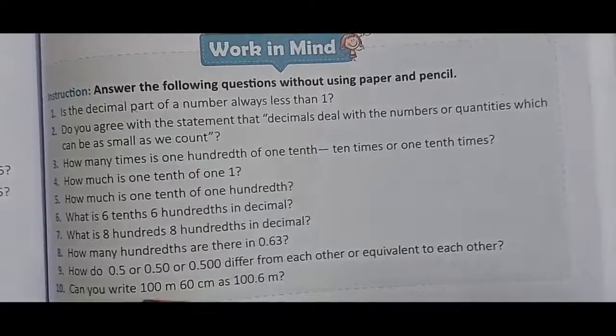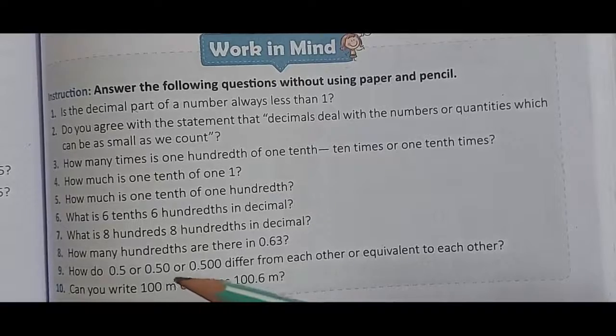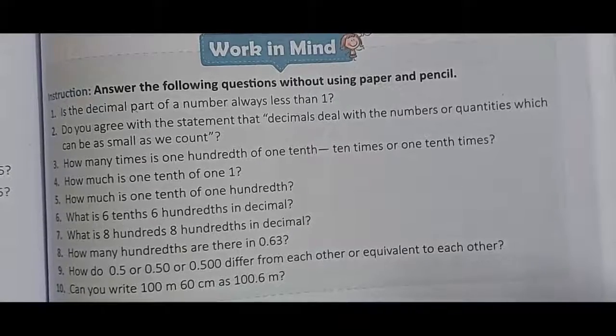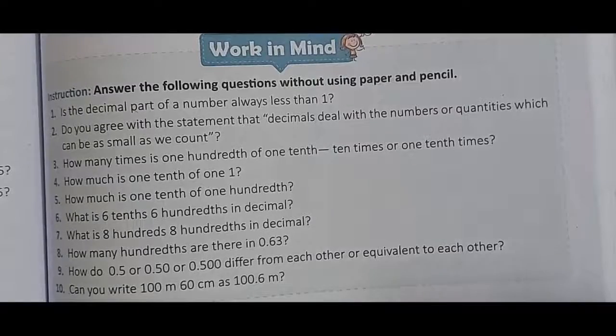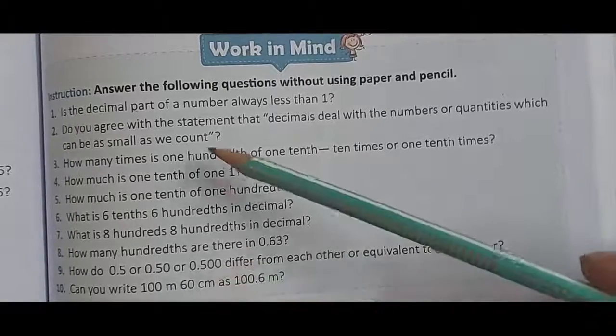Suppose, for example, we want numbers between 0 and 1. So you have 0.5. Now between 0.5 and 0.1 there can be so many decimals. Even between 0.5 and 0.6 you will have 0.51, 0.52, like that. Even between 0.5 and 0.52 there are so many decimals. So there are infinite decimals between two decimals. So it can be as small as we count. There is no limit to it. So number 2 is yes.